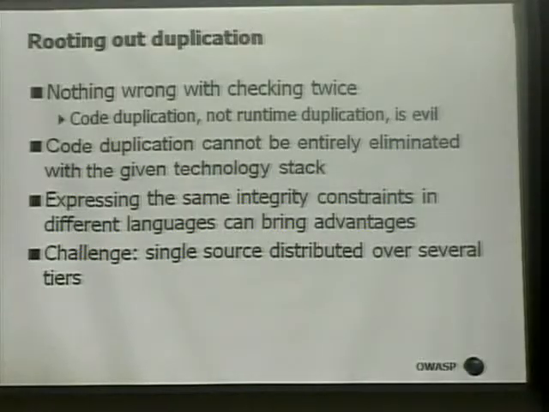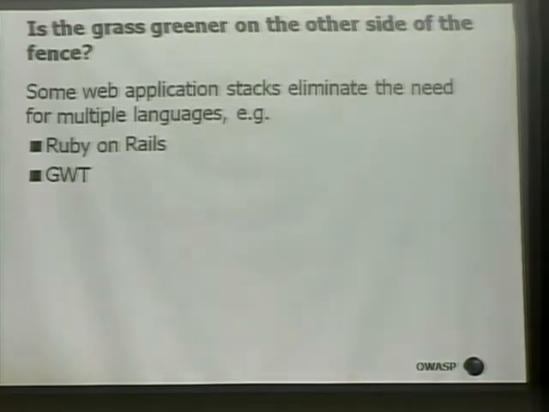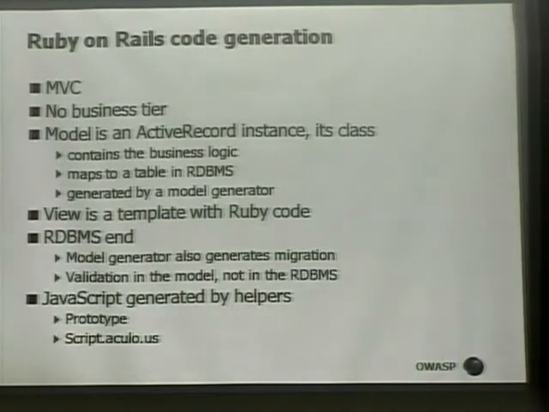I'm not entirely convinced by that argument, and I would like to see a technology stack where a single source can be distributed over several tiers. I was going to look at some possible candidates that think along those lines, but I'm running out of time. The essence of the thing is that Ruby on Rails basically relies on code generation in order to allow you to express everything in quotes in Ruby.